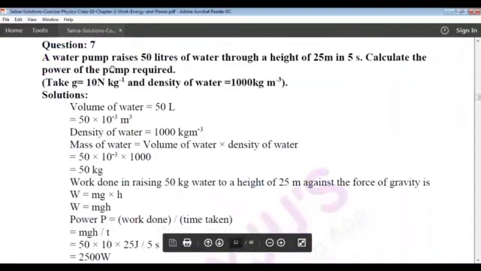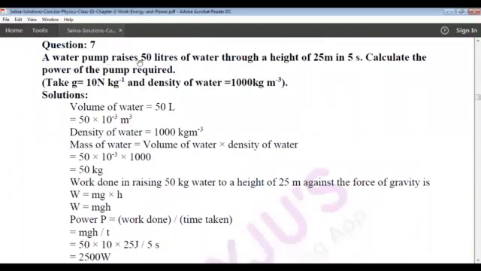The next numerical is a water pump raises 50 liters of water through a height of 25 meter in 5 seconds. Calculate the power of the pump required. So G, acceleration due to gravity they have given, and density of water they have given, it is 1000 kg per meter cube. Okay, so what we need to find? The power of the pump required. So here the volume is given in liters, so we need to convert it into meter cube. So it is 50 into 10 raised to minus 3 meter cube.